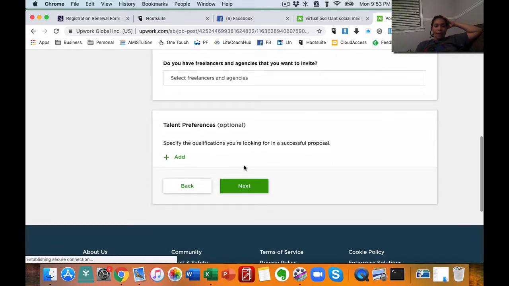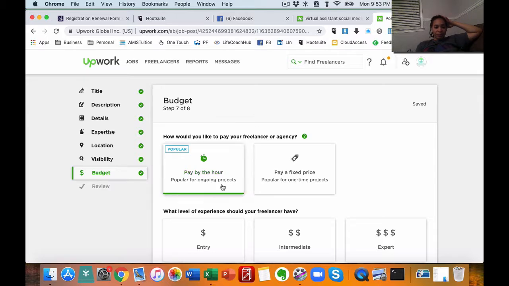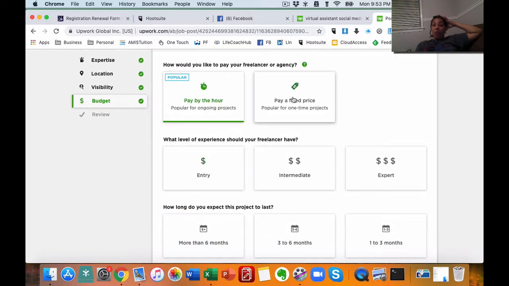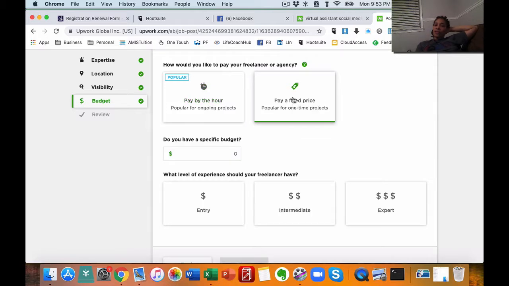Okay, and then go next. Pay by the hour or pay a fixed price. This is really up to you. A lot of times I will go with a fixed price, because if you go with paying by the hour, then you can get stuck in this place where they prolong the project and they run up their hourly rate. It's not super common, but it can happen.